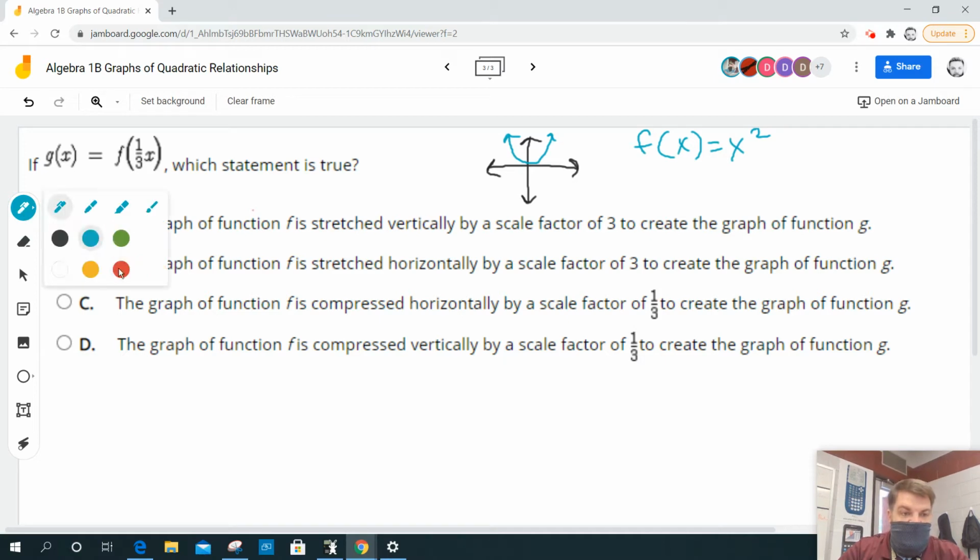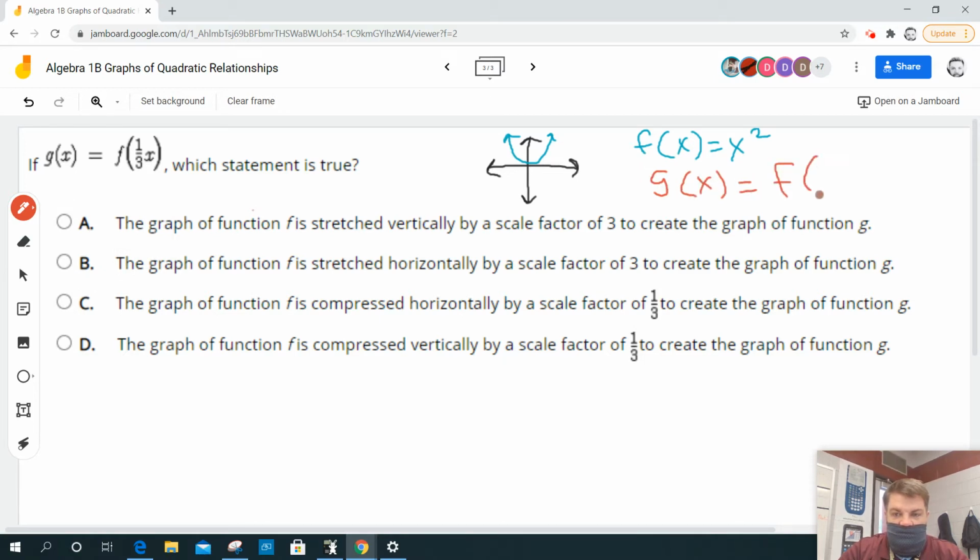But what is this g of x equal to f of 1/3 of x? Well, remember how that kind of stretched it out like this? That's what it's going to look like graphically. But what does that mean? Well, let's read the answers.